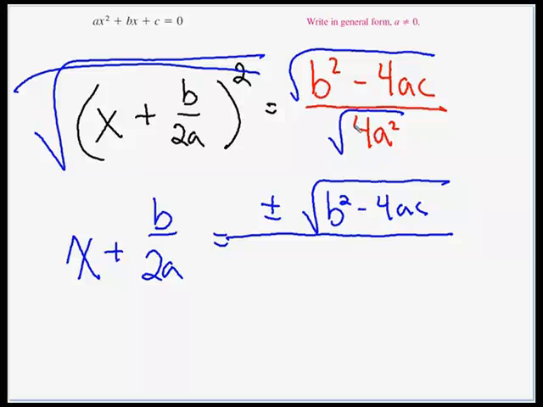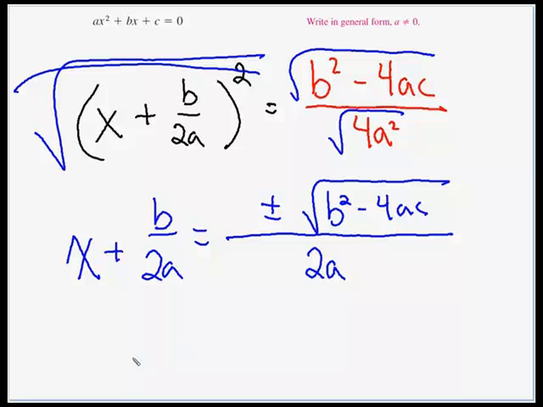And when we square root this denominator, this is a perfect square. The square root of 4 is 2. The square root of a squared is a. So now we have our radical over 2a. And look at that, our denominators are common. So we are going to subtract this b divided by 2a from each side, and we'll be able to combine it because the denominators are already common.